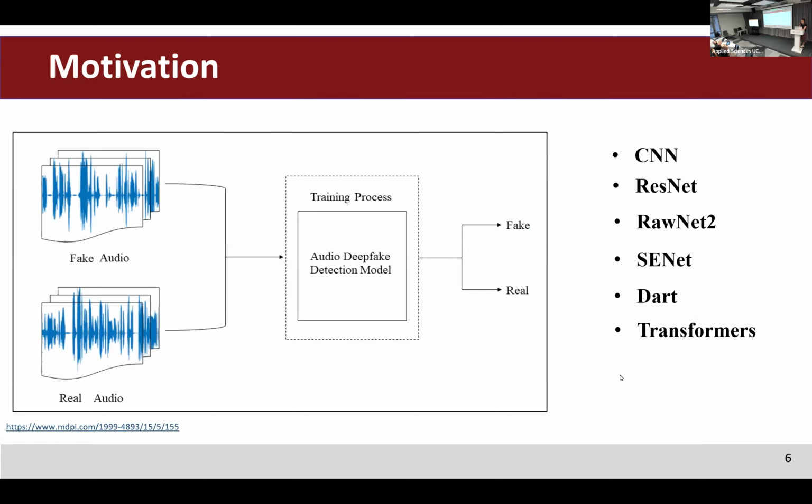Recent advancements in this area include integrating pre-trained models like WAV2VEC, HuBERT, or Whisper into feature extraction models of pipeline detectors, and utilizing various deep learning algorithms presented on the slide for back-end classification, showcasing the adaptability and robustness of deep learning in deepfake audio detection.